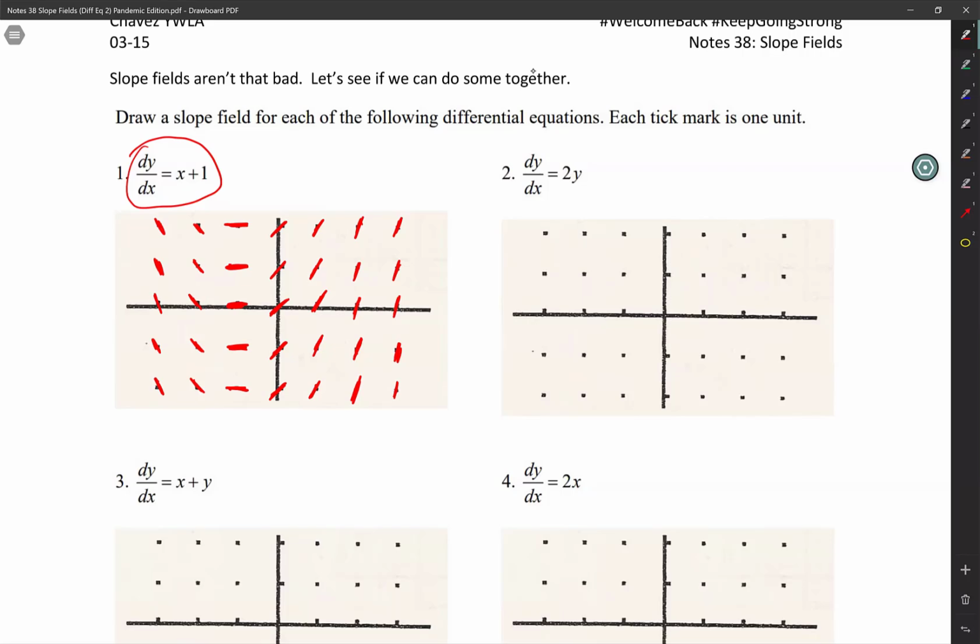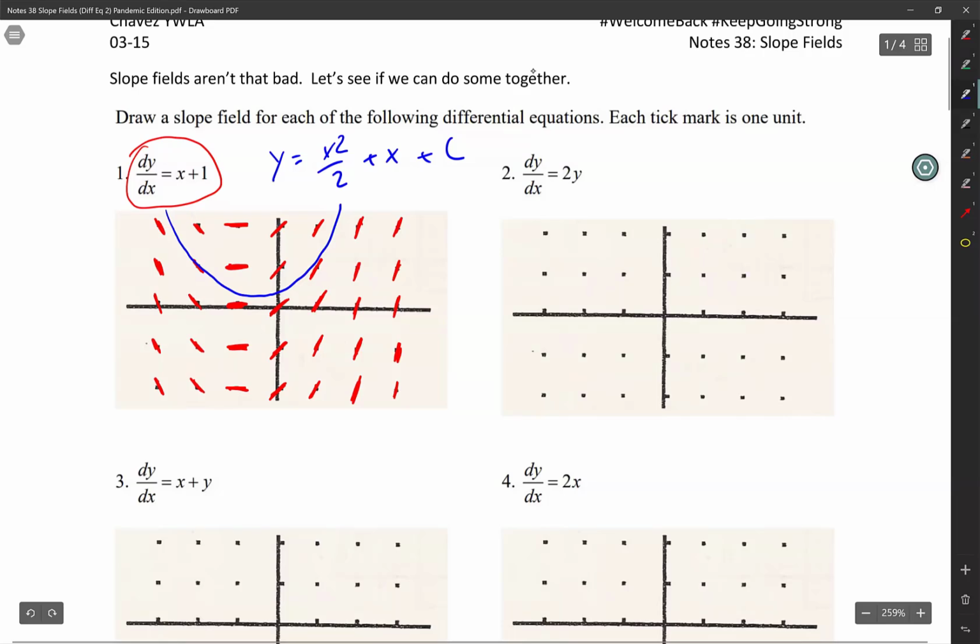I hope that you can tell. And what's the point of a slope field, guys? If I were to find the original equation, your y would equal x squared over 2 plus x plus c. And those are all parabolas. So look, how does the parabola look on that one? It could be that one. If I'm at a different location, if I'm over here on the green one, it's this one. You just follow the slope field.